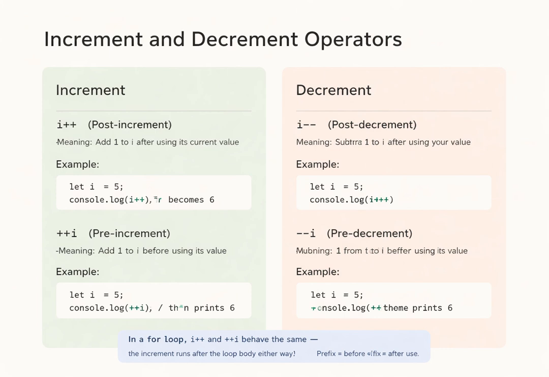Now, in the context of a for loop, the distinction between prefix and postfix doesn't actually matter, because the increment step runs after the loop body completes either way. But it's good to know the terminology. Prefix means the operation happens before, postfix or suffix means it happens after.